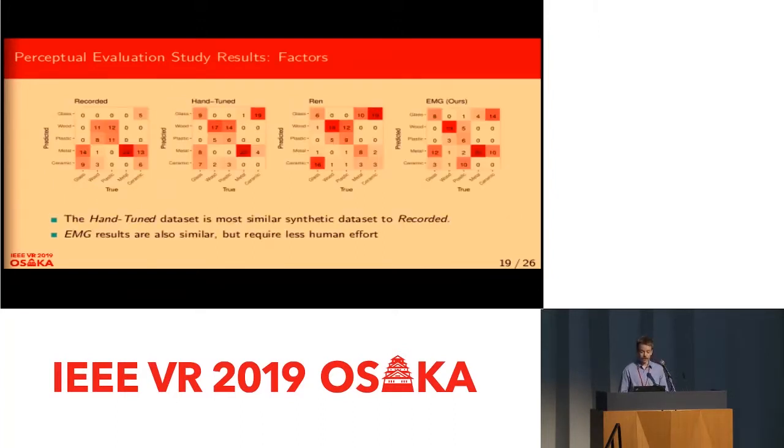These are material confusion matrices for each of the 4 data sets. An ideal synthetic data set would not necessarily show a perfect diagonal line, but would instead replicate the same pattern of errors that is seen in the reference recorded data set. Of the 3 synthetic data sets, the hand-tuned data set is most similar to recorded, validating our hand-tuned parameters. Our automatically estimated EMG results are also similar, but require significantly less human effort to obtain.